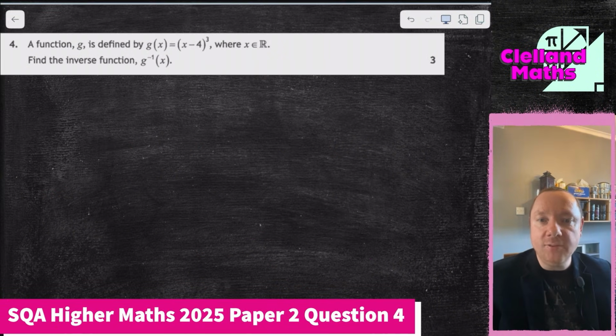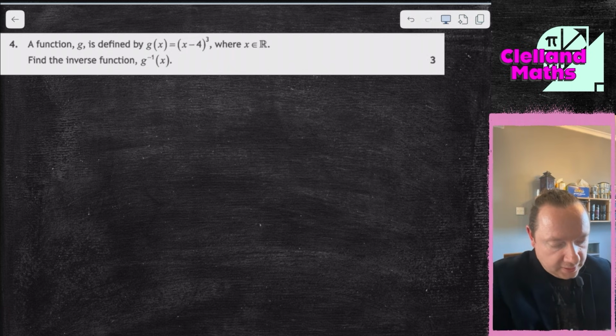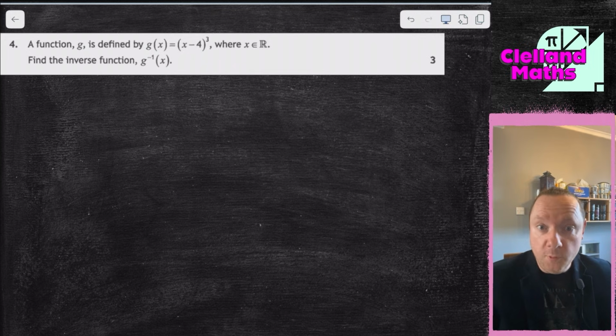SQA Higher Maths 2025, Paper 2, Question 4. The function g is defined as g of x is x minus 4 cubed. Find the inverse function. There's two ways to do this. I'll show you both if you fancy.